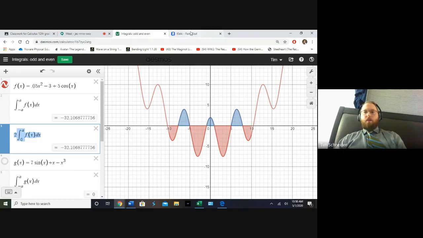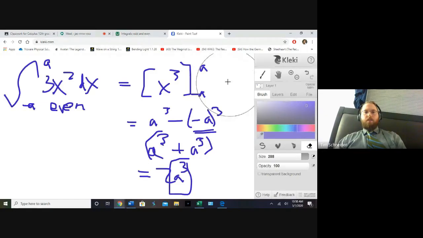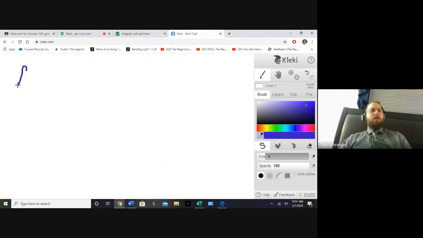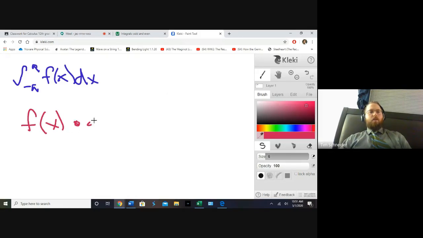So all that was sort of to get to this idea of, if you want to know how to calculate things, if you have the integral from negative a to a of f of x dx, then if you have f of x odd, then the answer is 0. It's just that straightforward. If f of x is odd, then from negative a to a, the integral will just be 0, always.